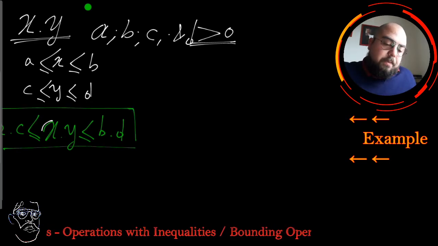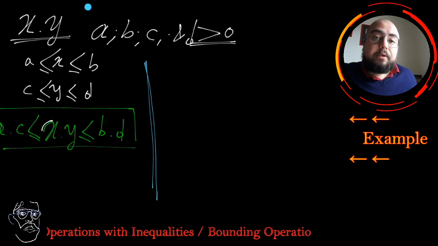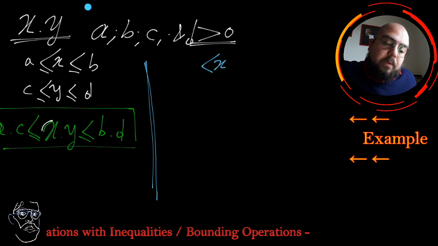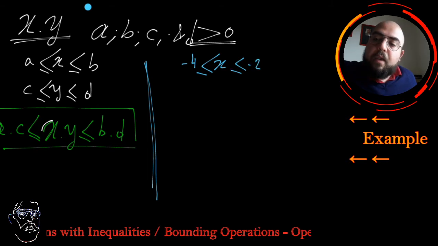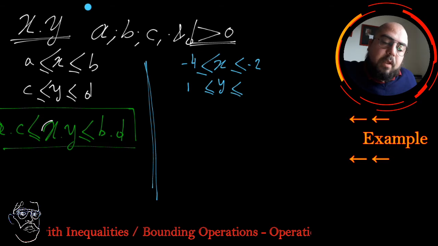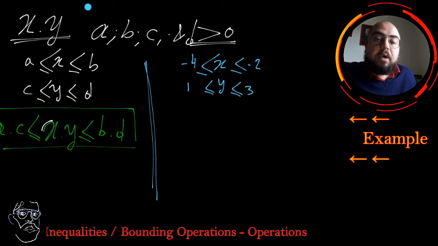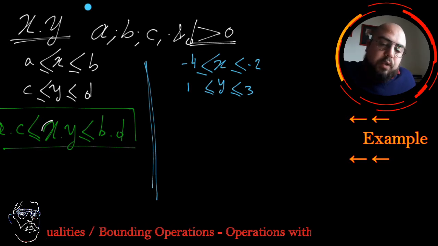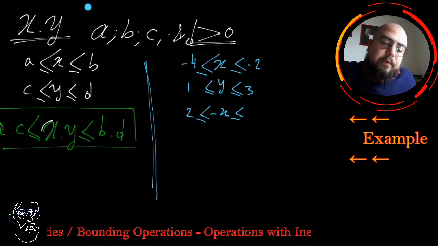I'm going to take an example, but it's an example where we have negative values, so we need to find out what's going to happen. Let's say x was between minus 4 and minus 2, while y is between 1 and 3. The first thing that you should do is to find out minus x, because negative x will have boundaries which are positive. So negative x is between 2 and 4.